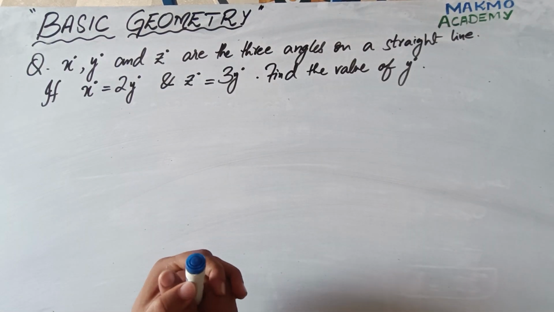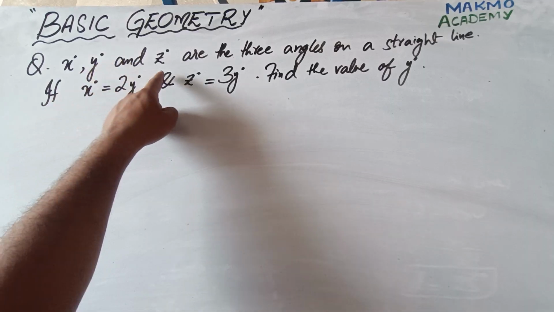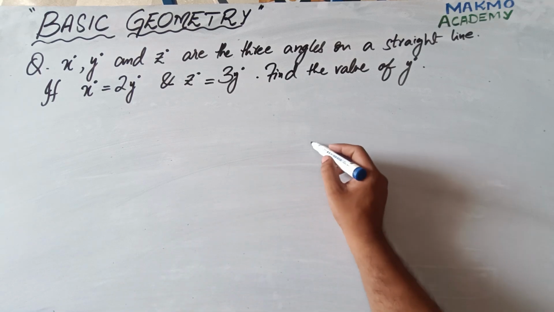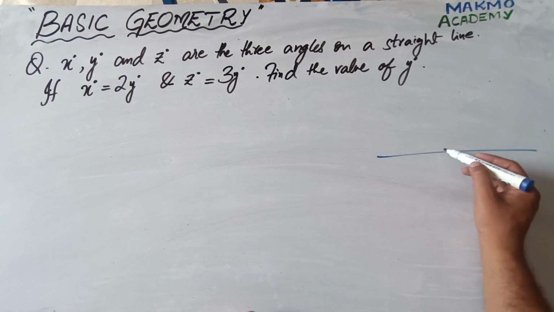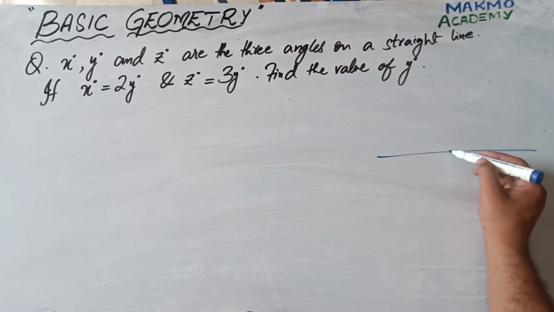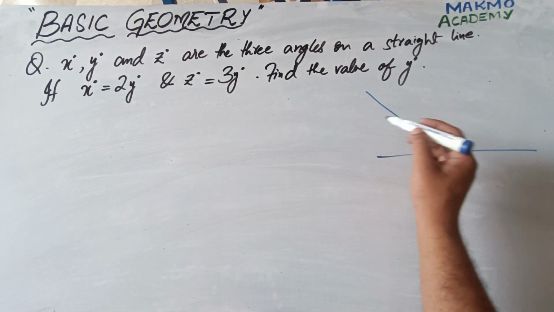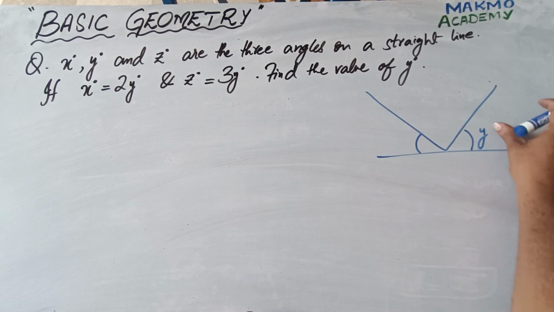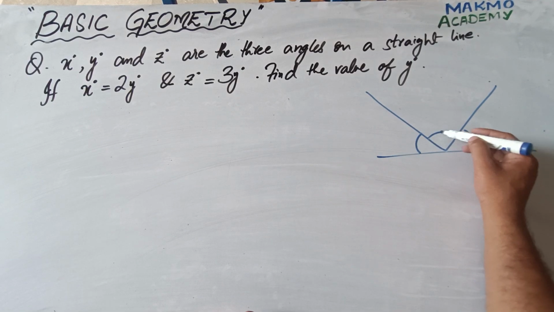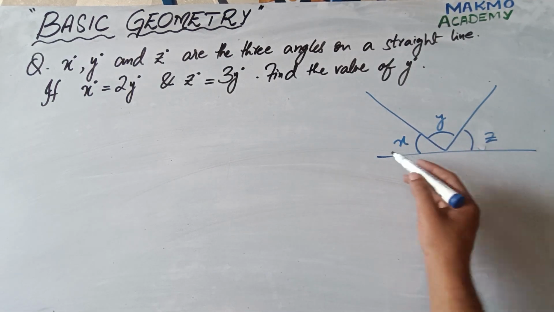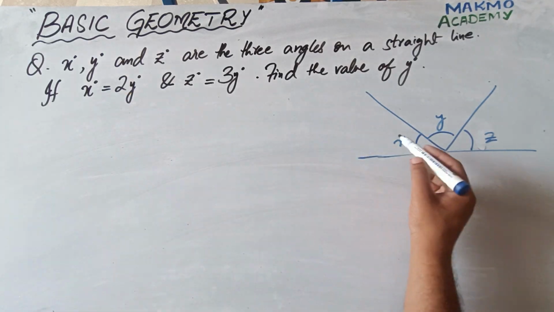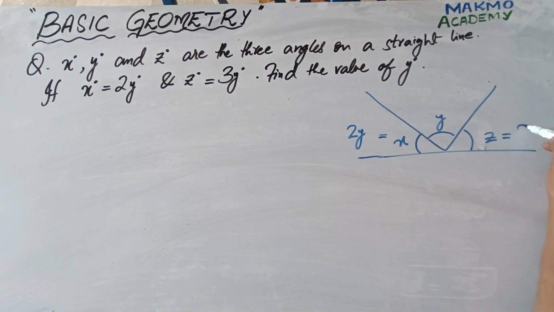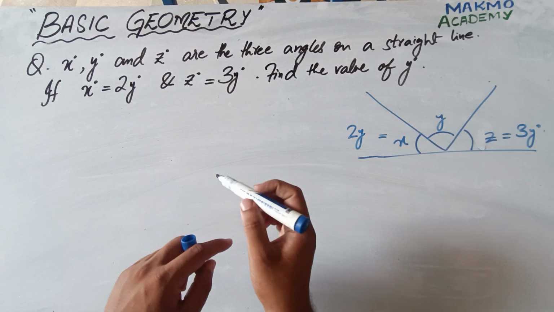Now let's look at this problem. X degree, Y degree and Z degree are three angles on a straight line. So we can make a figure as well for better understanding. For example, X, Y and Z, these are the three angles on a straight line. The value of X is given, which is equal to 2y degree. The value of Z is also given, which is equal to 3y degree. And we need to find out the value of Y.